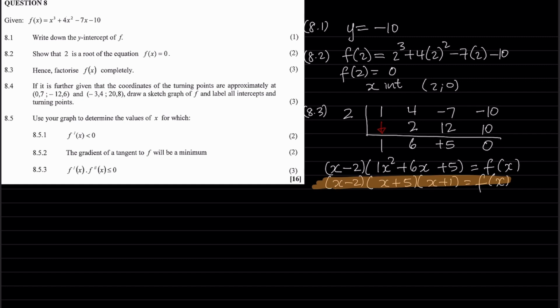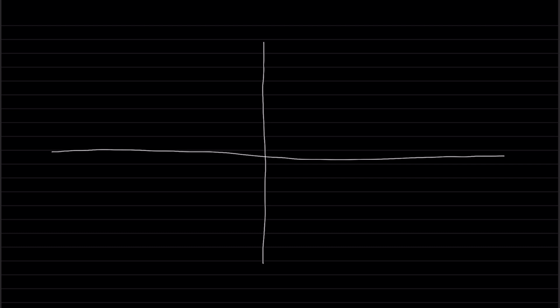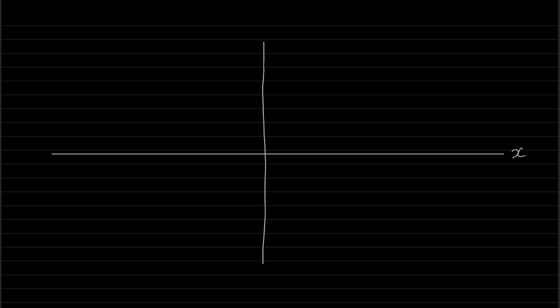Question 8.4. If it is further given that the coordinates of the turning points are approximately at those points, draw a sketch graph of f and label all intercepts and turning points. Okay, so I'll do that on the new page here. Right, so we have our x and y axis. This is more of a sketch, right? So x-intercept here is 2. The other x-intercept will be minus 1. And then the other one will be minus 5.